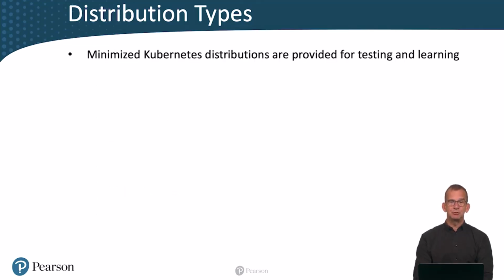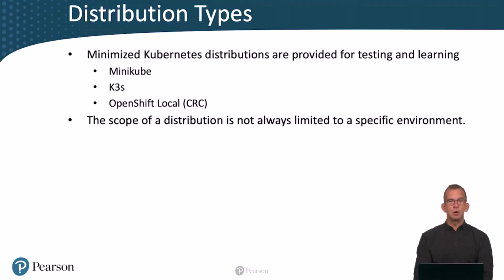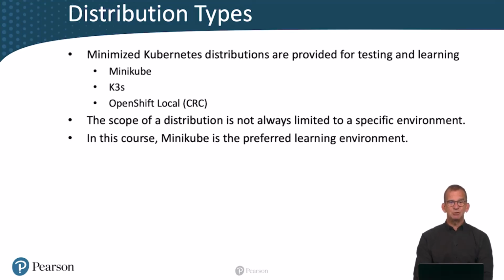There are also some minimized Kubernetes distributions, which are provided for testing and learning. And these include Minikube. Minikube is what we are going to use in this course, and you will find that it's a full Kubernetes distribution. There is K3s, and there is OpenShift Local, or CRC, which is a minimized OpenShift learning environment. Now, the scope of a distribution is not always limited to a specific environment. That means that some distributions can be used in cloud and on-premise as well, like Red Hat OpenShift, for instance. In this course, we are going to use Minikube. Minikube comes from a Kubernetes special interest group, and it's a nice learning environment that behaves as a real Kubernetes distribution.